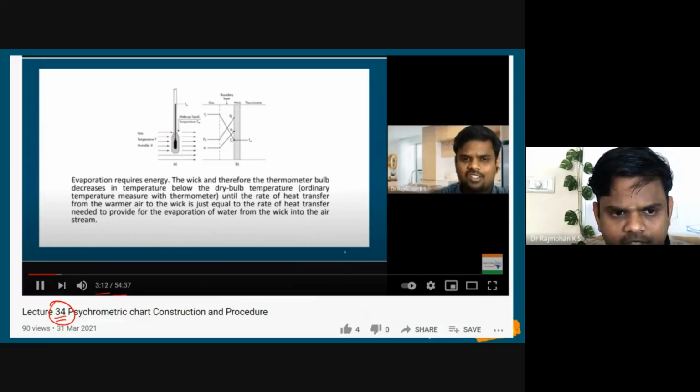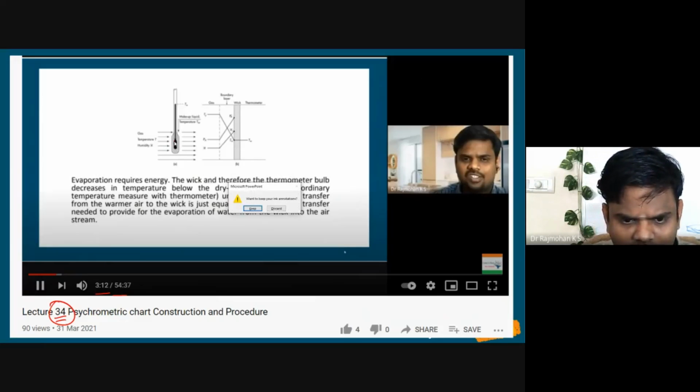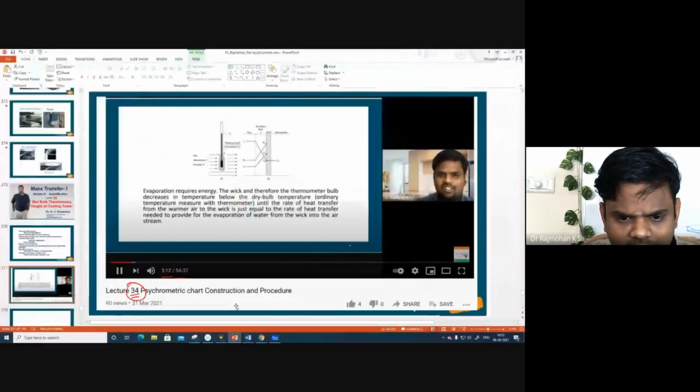That is how a thermometer is surrounded with a wick, which is saturated with liquid, and at steady state how the gas is passing through it. We'll have the rate at which heat is transferred from gas to wick and from wick to the thermometer bulb, which will be explained there. Okay, so now in this lecture we will discuss them in detail.